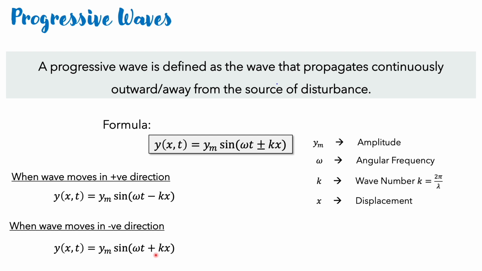And the velocity of the progressive wave can be determined using this formula. V is the velocity, omega is the angular frequency, and k is the wave number, or it can also be represented in terms of wavelength and time period. There is a difference between time and time period. This time is any time on the time axis, but this time with capital T is the time period. This is the time that is taken by one complete wave to pass through a certain point.